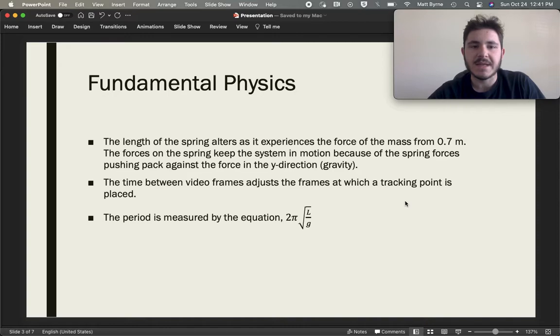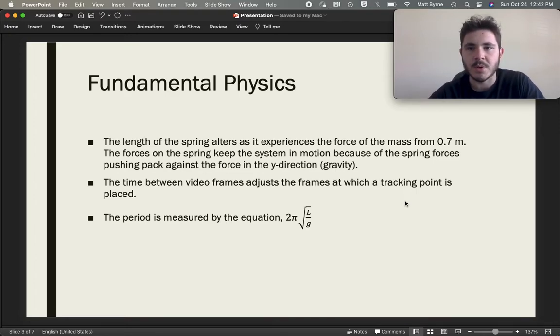The natural length of the spring is 0.7 meters. From there, you can tell the compressed or extended length of the spring to create the force. That's what pushes back against the force in the y direction, which is gravity in this instance. The time between video frames for the tracking software can affect where the data points are placed, therefore accounting for some human error. However, it is not significant enough to greatly alter the results.